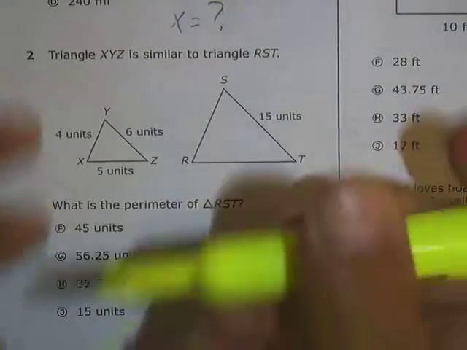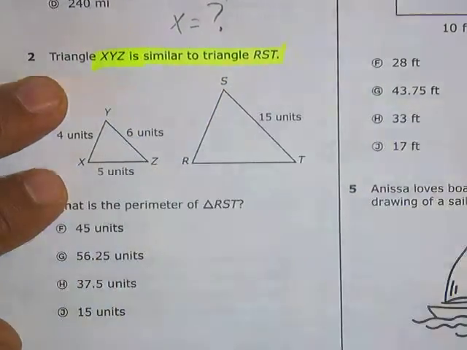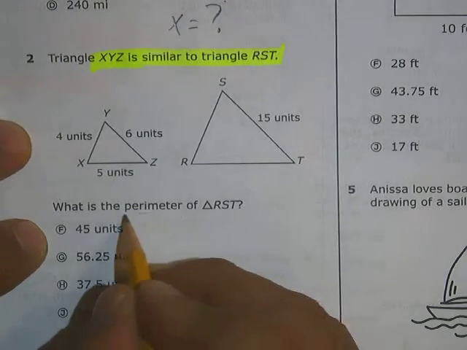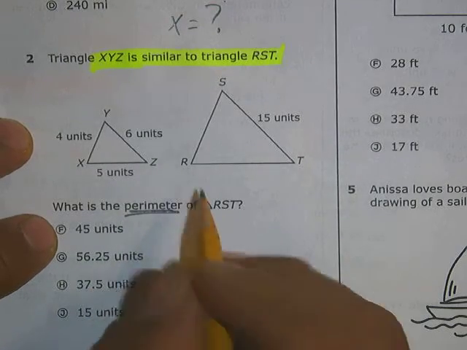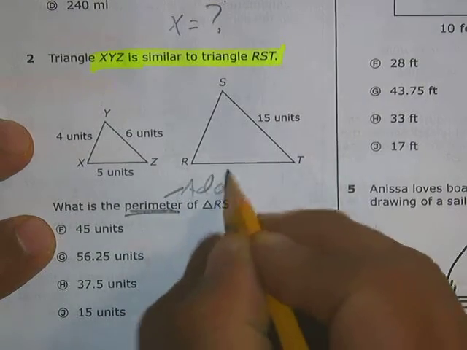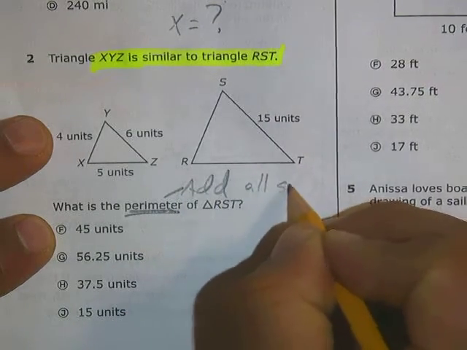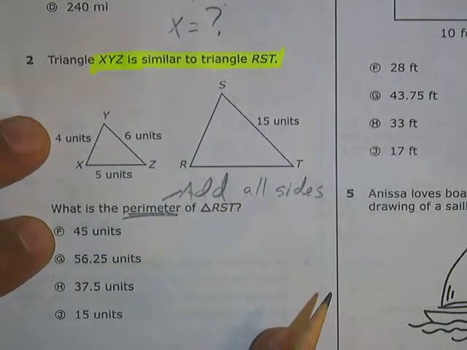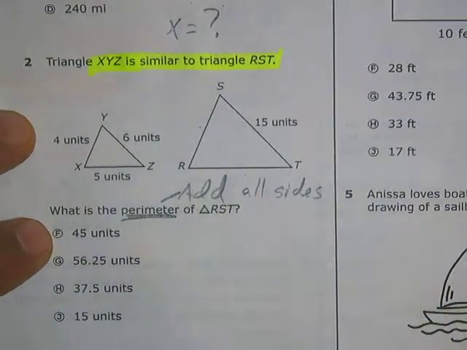Number 2. It says there triangle XYZ is similar to triangle RST. So what is the perimeter? Fíjate lo que están preguntando. Perimeter. Perimeter's all around. So perimeter means add all sides. Okay. So el perímetro es sumar todos los lados.